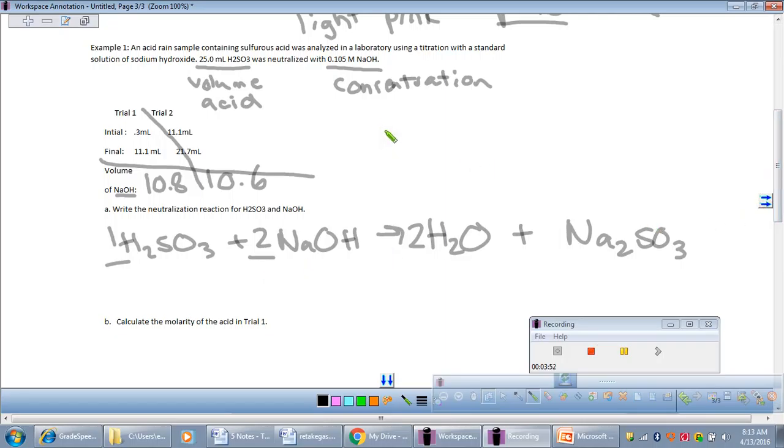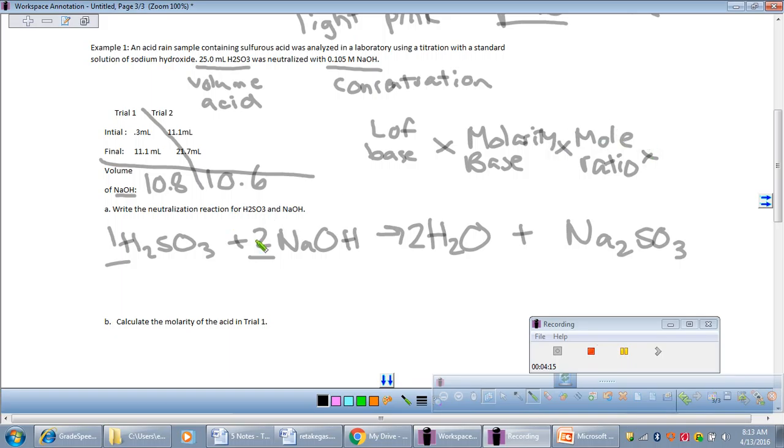Now the general setup is you start with your liters of base. You're going to multiply it by molarity of base, and that will give you moles. After that, you need to change from one substance to another, the base to the acid, so that is your mole ratio. And then the very last step is if we have moles of acid, we want to know molarity. Well, molarity, don't forget, is moles over liters. So we divide by our liters of acid. So that is the steps every single time.